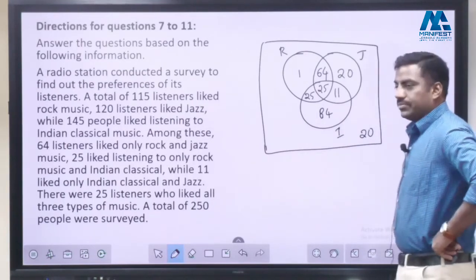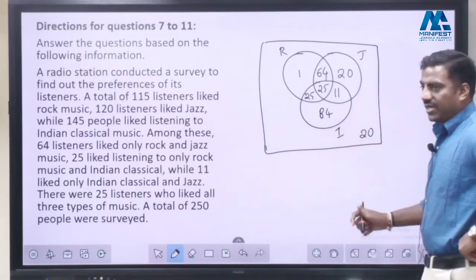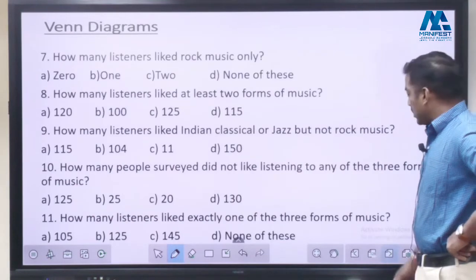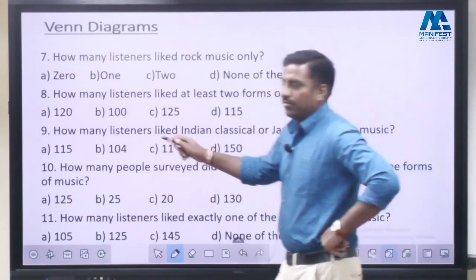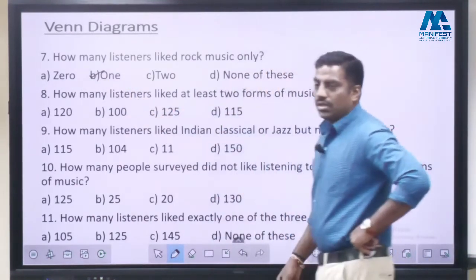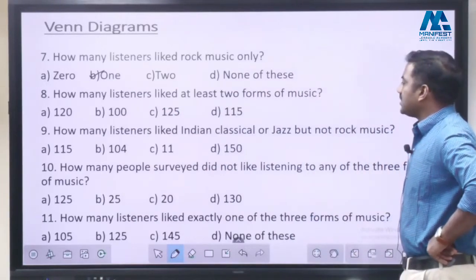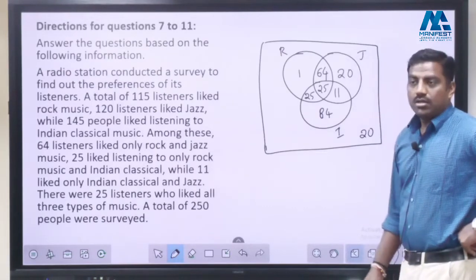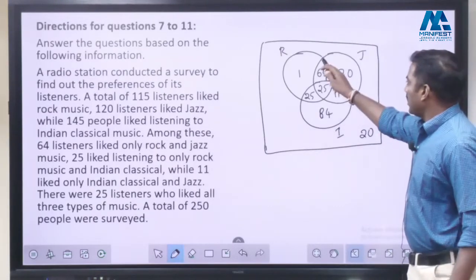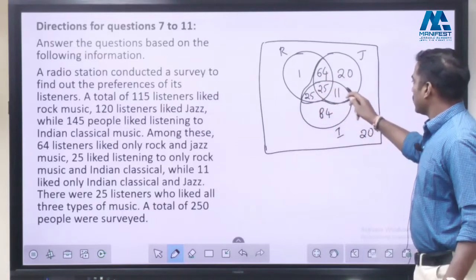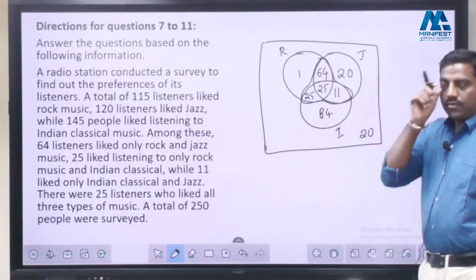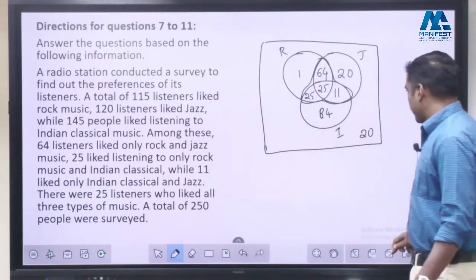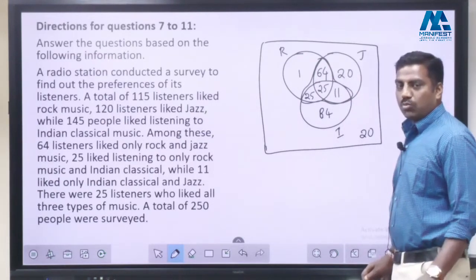So now see the questions. I'll come back to this and answer every time. How many listeners liked rock music only? Sure. How many listeners liked at least two forms of music? At least two forms means what? Two or more. So all these fellows. 50 plus 64 plus 11, 125. At least two means two or more. That means 2 and 3.